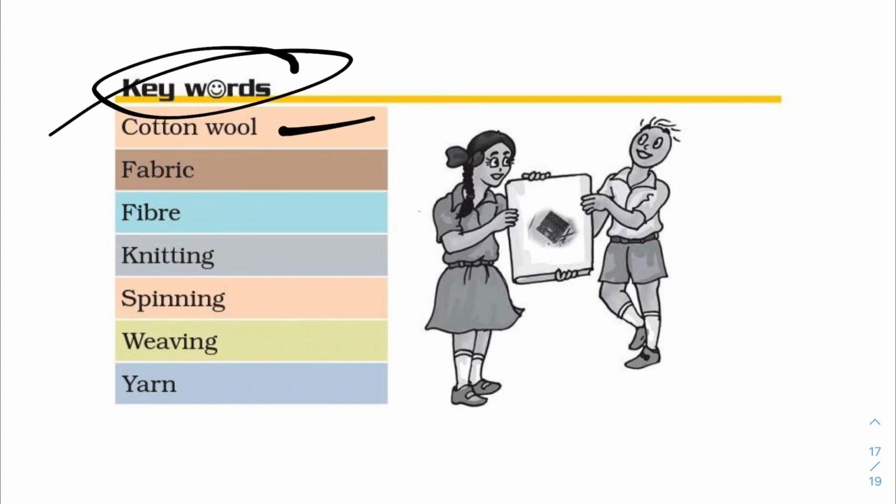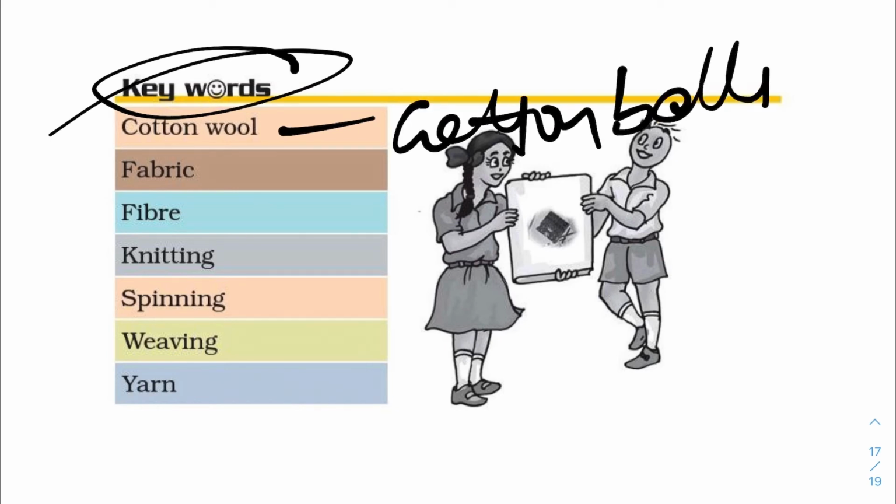Keywords given at the end of the chapter: cotton wool. So what is cotton wool? When you see this word, what pops up in your mind? Cotton wool grown in fields. Fruits are called cotton balls, which are about the size of a lemon. When you look at these keywords, some definition or some kind of answer should come to your mind.